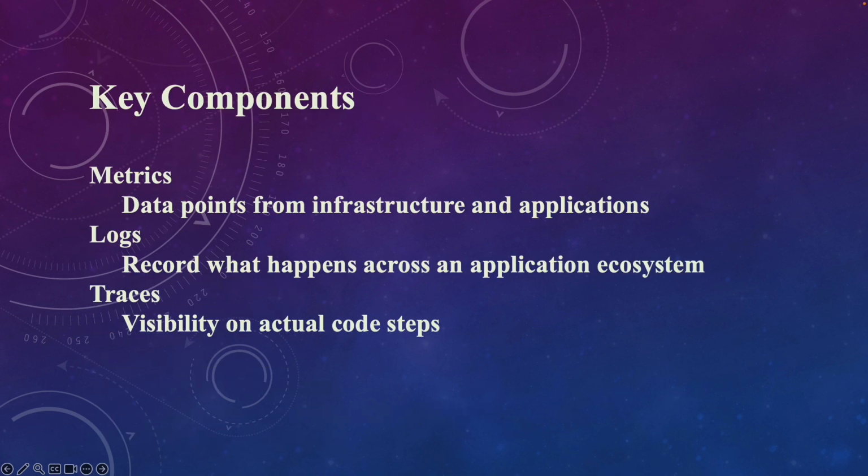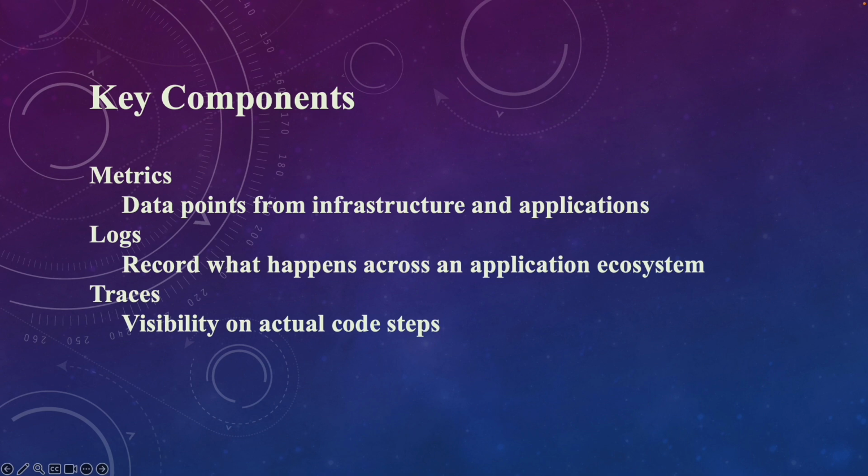So key components of observability are metrics, logs, and traces. Metrics are nothing but the data points from infrastructure and applications. Logs are the record of what happens across an application ecosystem. Traces are an addition to logs, or a deep dive into logging, where it gives us the visibility of actual code steps.